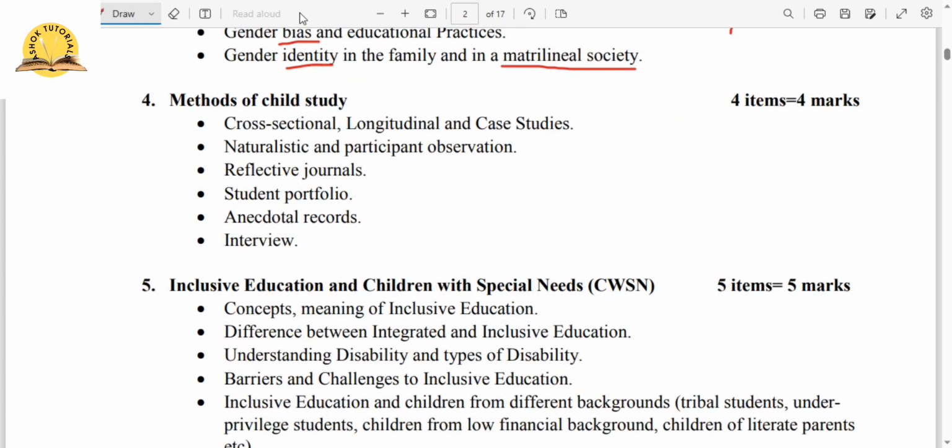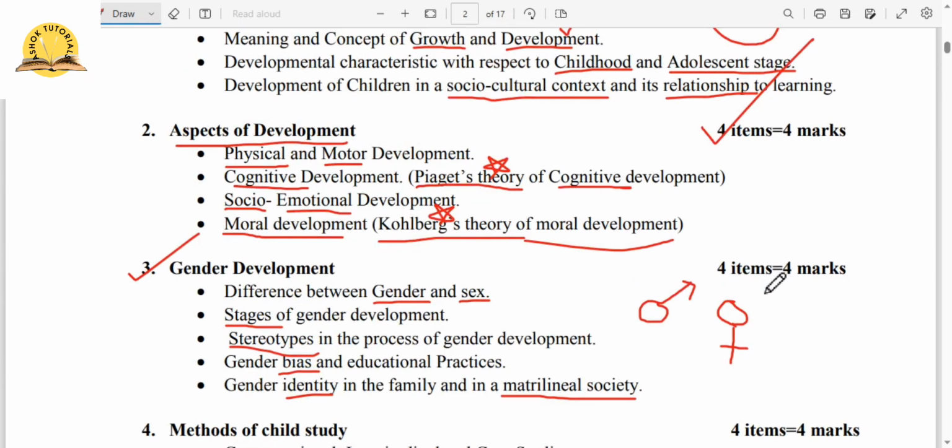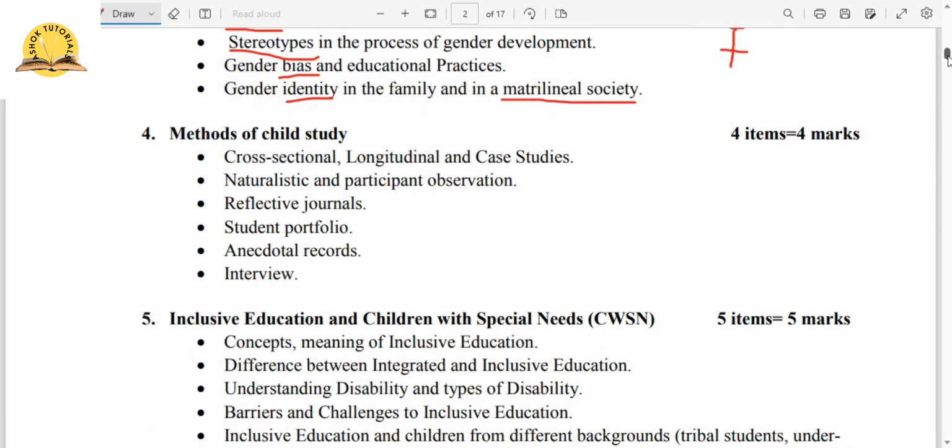So let us go to number 4. Oh yes, I forgot to tell you that this particular unit is for 4 marks. All right, 4 marks. Now let us come down here. Unit 4, methods of child study.